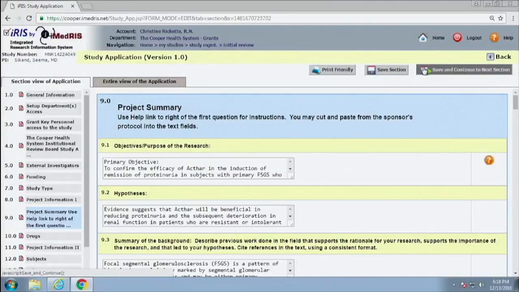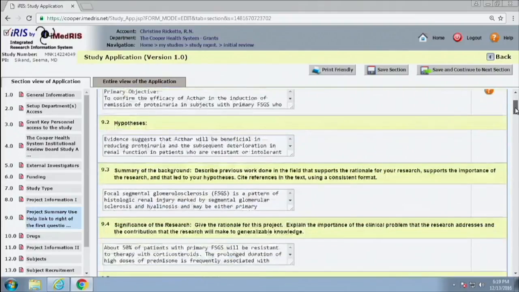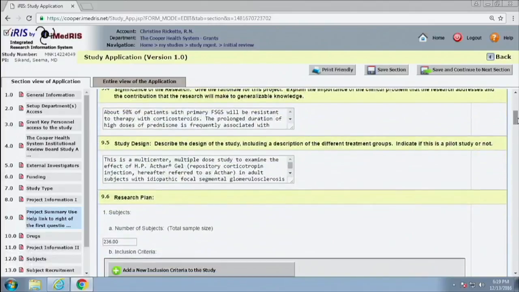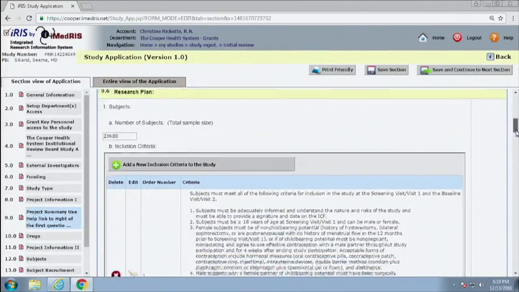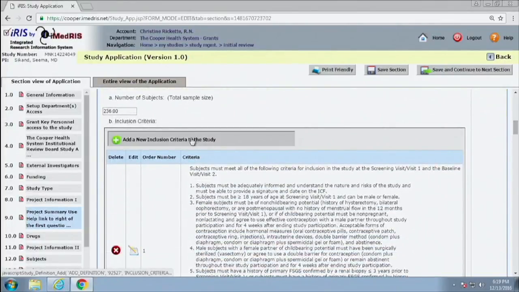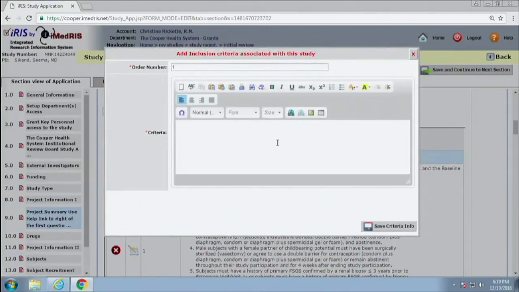This is our project summary, which I recommend that you do in Word version, and Amy did as well, because if you've ever gotten timed out after getting almost all the way to the bottom of this, it's very frustrating, and it'll only happen once. So this is where you're going to copy and paste the different sections, and this is a direct reflection of the Word version. Going through your objectives, hypothesis, the summary of the background, the significance, study design, total number of subjects, inclusion, exclusion, and those get added over here, and then we would just copy and paste and save the criteria.